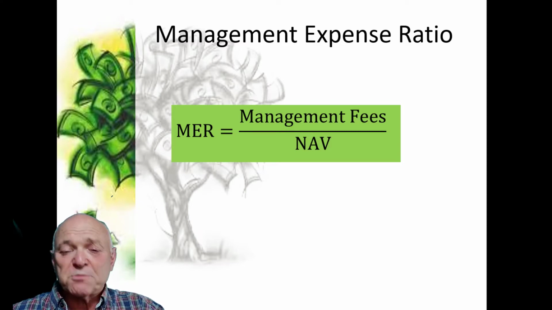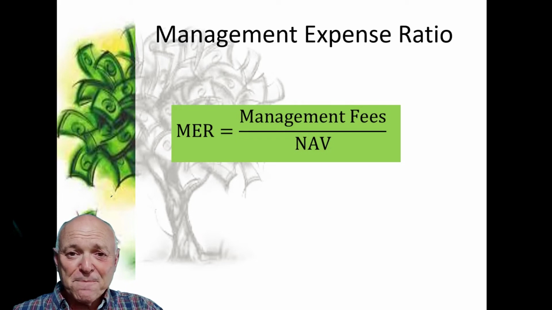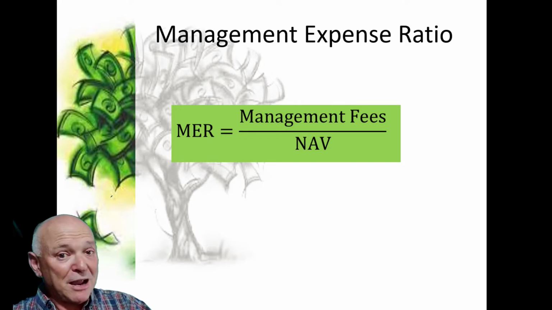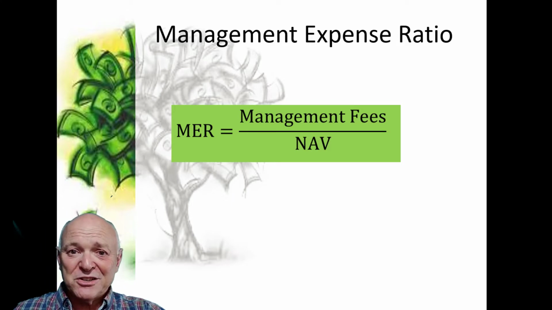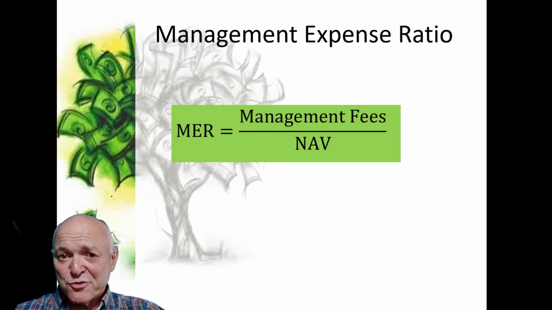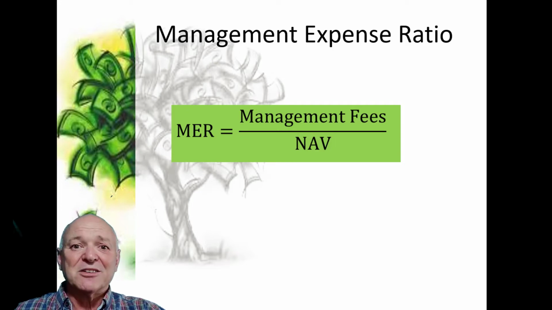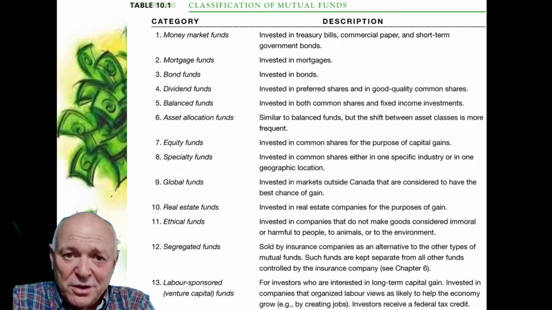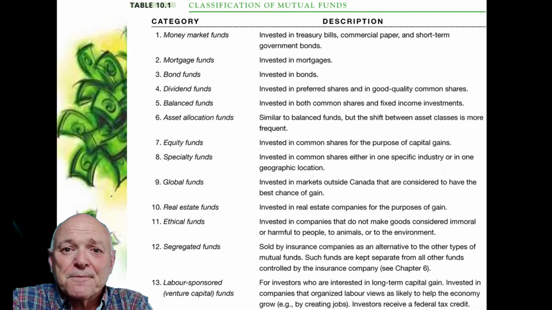Very important, especially in a market where we're perhaps only earning 4 or 5%. If we have to pay 3% in management expense ratios and perhaps another 1.5% to a financial planner that we're working with, there may not be much left over for our investments after we pay all of these costs. Important to know what those costs are.